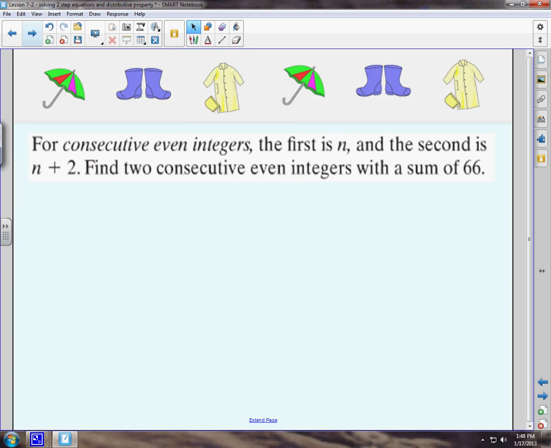All right, now here's another little spin they like to put on it. For consecutive even integers, the first is n and the second number is n plus 2 because I want it to just be the even numbers. I want to skip that odd number. So find two consecutive even integers with a sum of 66. So my first one would be x. That's my first number. So let's pretend that it's 10 because that's even. Now the next consecutive even integer would be 12.